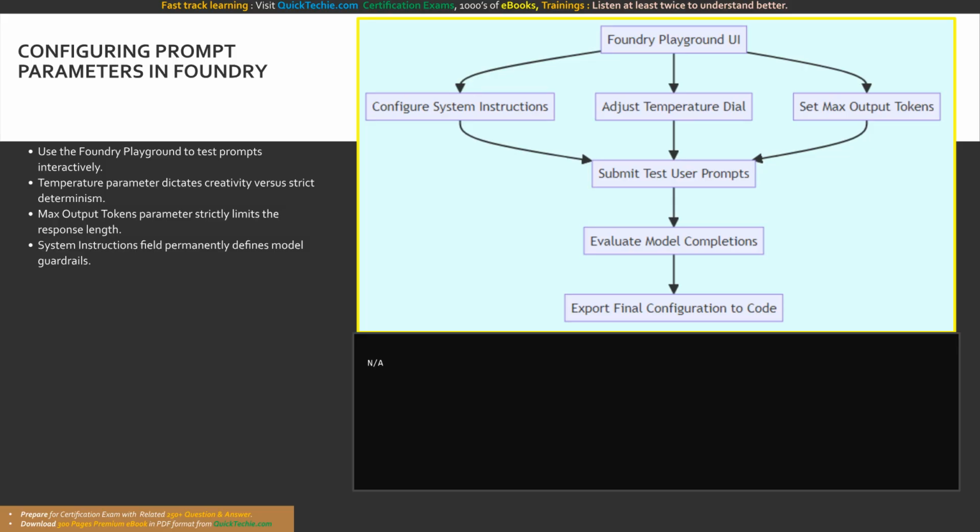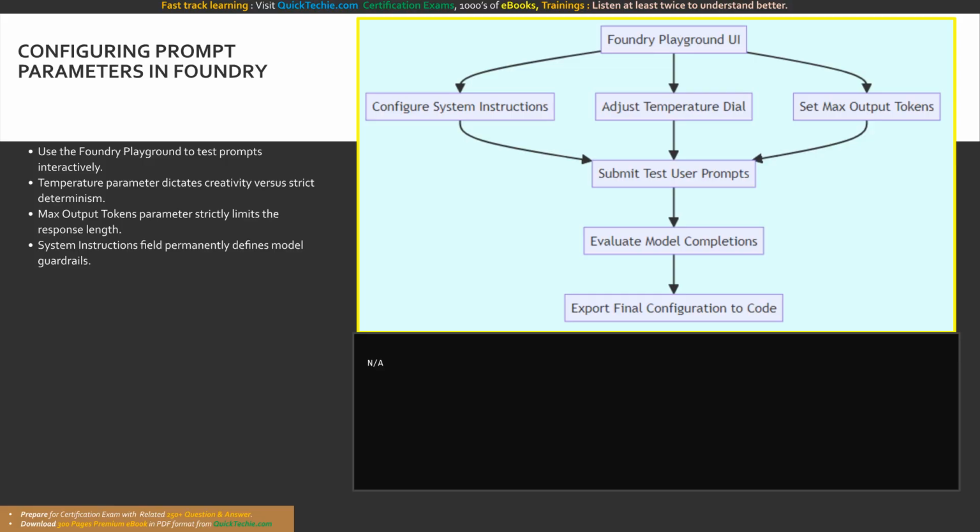Within the Playground interface, you can configure several critical model arguments that drastically influence runtime behavior, system performance, and overall financial cost. The first major parameter is temperature. The temperature setting mathematically controls the model's strict balance between creative output and rigid determinism. A low temperature produces highly predictable, factual responses, while a high temperature encourages diverse, creative language. The second critical parameter is max output tokens. This setting explicitly caps the maximum length of the response that the model is allowed to generate, which directly affects your overall token consumption and API throttling behavior.